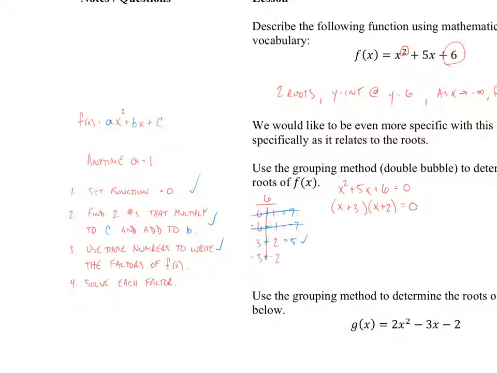And now the last thing is to solve each factor. So if we're going to say that this times this equals 0 for some x value, that means we've got to figure out what x value would make this factor 0 and what x value would make this factor 0. So I'm going to set them each equal to 0 and then solve them.